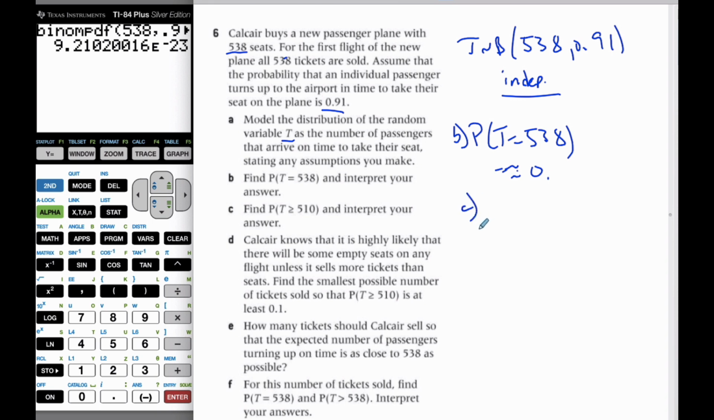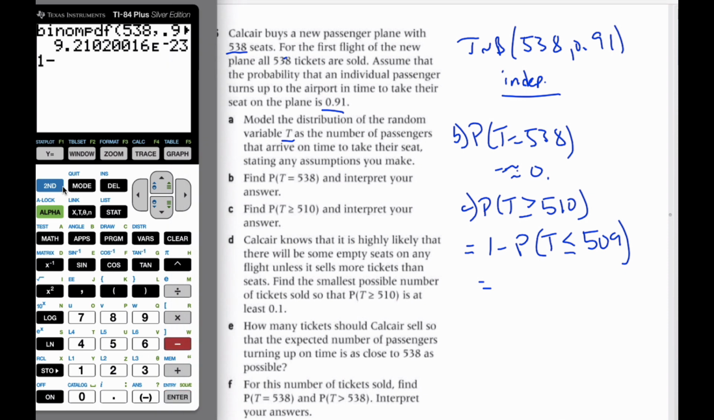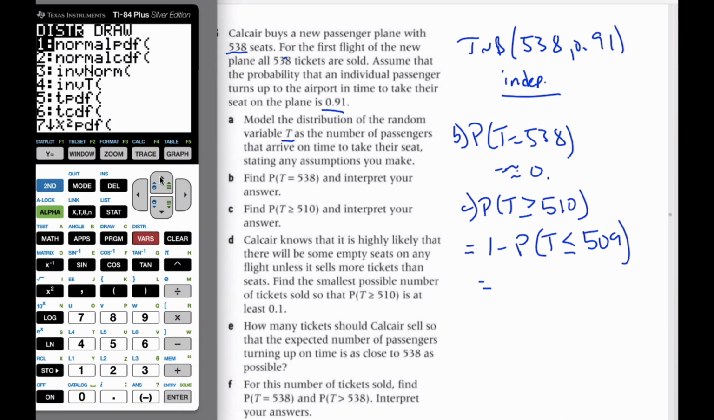Okay, part C. Now it says find the probability that T is bigger than or equal to 510. Well, my TI-84 doesn't do it directly like this, so I have to outthink it, because I know CDF always goes from 0 up to a value. So this is the same as saying 1 minus the probability that T is less than or equal to 509 passengers.